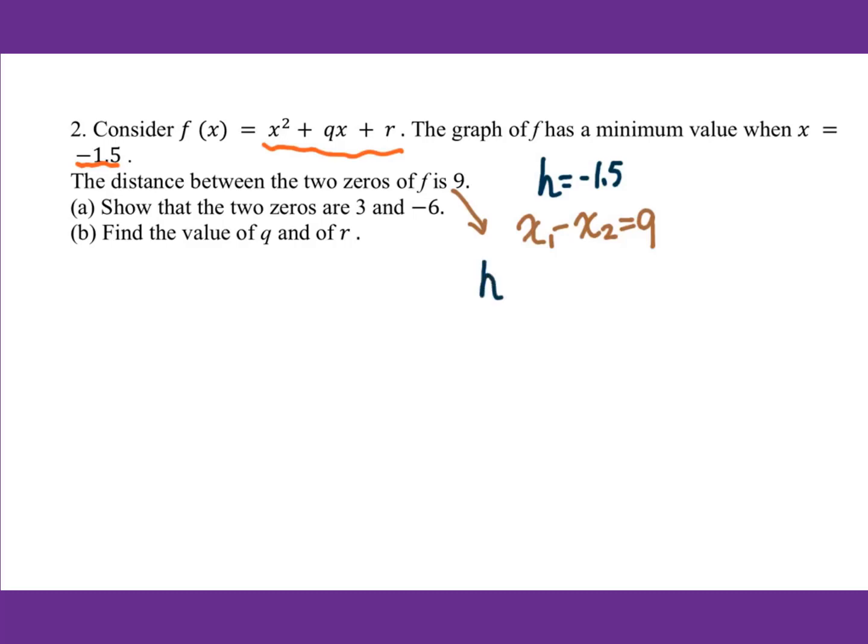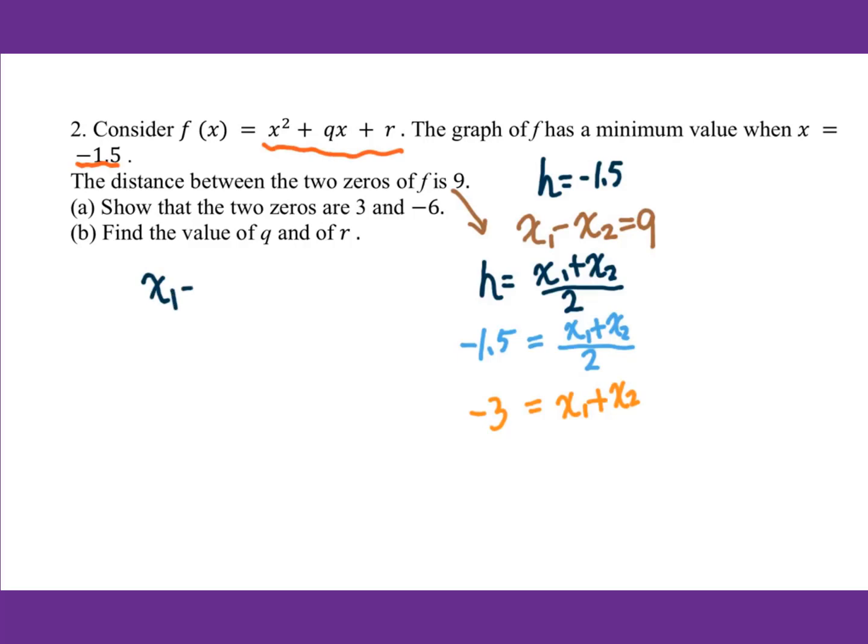We know that h equals (x1 plus x2) over 2. So we plug in h equals negative 1.5 equals (x1 plus x2) over 2. Multiply by 2 both sides, we got negative 3 equals x1 plus x2. Now we got x1 minus x2 equals 9 and x1 plus x2 equals negative 3. So we solve this system of equations.